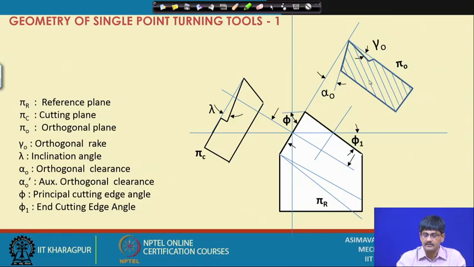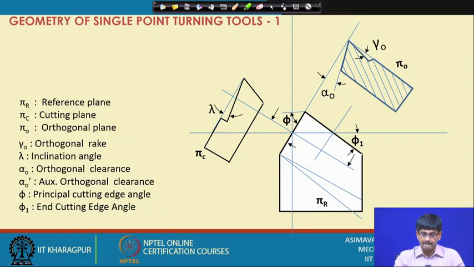Then what is this section? We have cut it here. Sorry, I have not given the name of these sectioning lines. So, we have cut it along this line. This is the trace of the orthogonal plane, pi o. So, this being the orthogonal plane, the section which is obtained on the orthogonal plane looks like this, and the angle between the rake surface and the reference plane in the orthogonal plane is called gamma o or orthogonal rake.